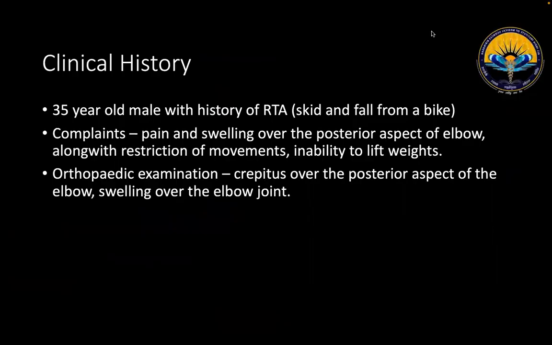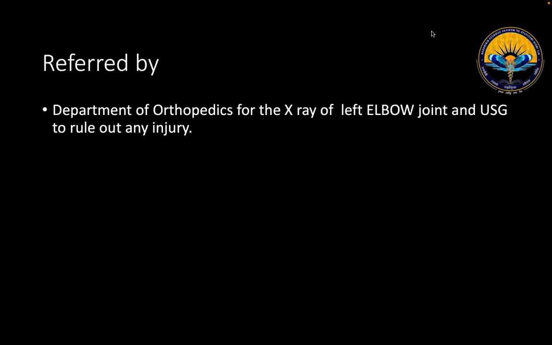A 35-year-old male patient with history of road traffic accident. He had a skid and fall from a bike and came to our department. He had a complaint of pain and swelling over the posterior aspect of the elbow, along with restriction of movements and inability to lift weights. In orthopedic examination, there was crepitus over the posterior aspect of the elbow with swelling over the elbow joint.